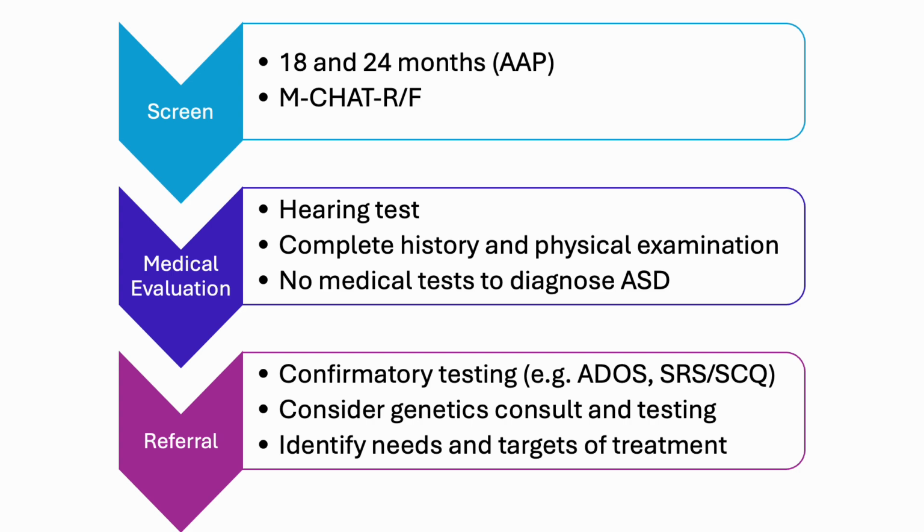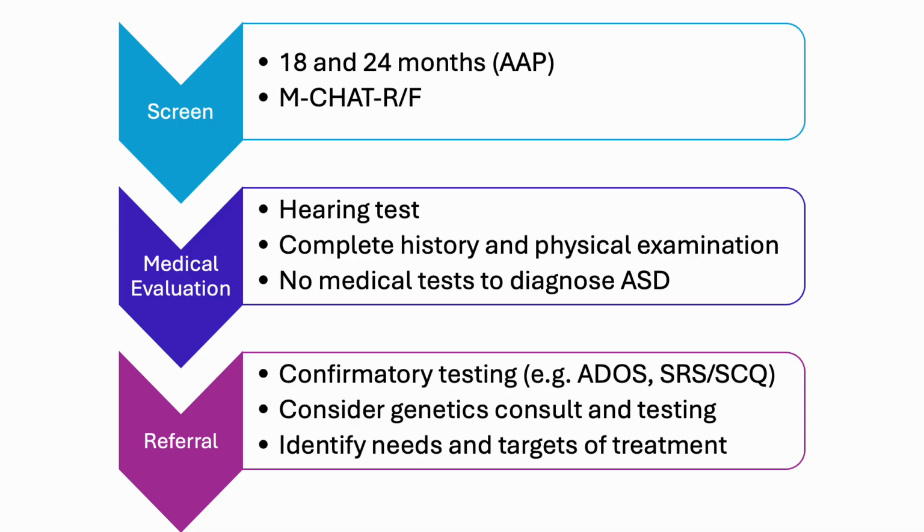Autism is a clinical diagnosis, but referral can be made for further evaluation and confirmation. A combination of validated observational testing, such as the gold standard Autism Diagnostic Observation Schedule, or ADOS, and questionnaires, such as the Social Responsiveness Scale and Social Communication Questionnaire, is often used. Children can be referred for genetics consultation and testing as indicated.